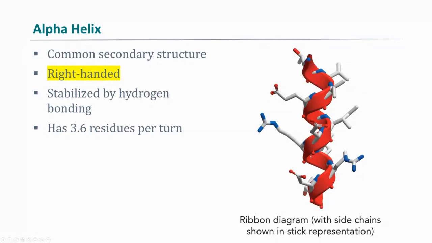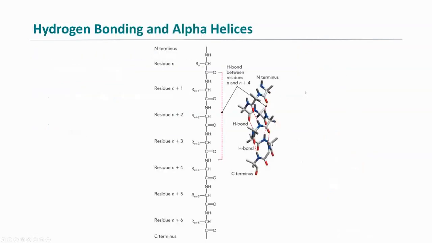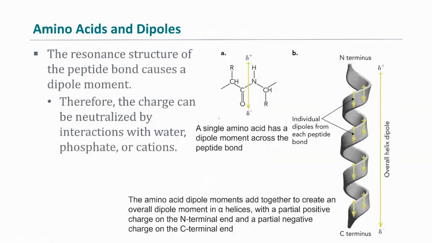This alpha helix is right-handed, and it has 3.6 residues per turn. Also, you can see from this alpha helix, amino acid number 0 and amino acid number 4, their peptide bond, CONH, can form a hydrogen bond. Number 1, number 4, number 1, number 4, they form hydrogen bonds to stabilize the secondary structure.